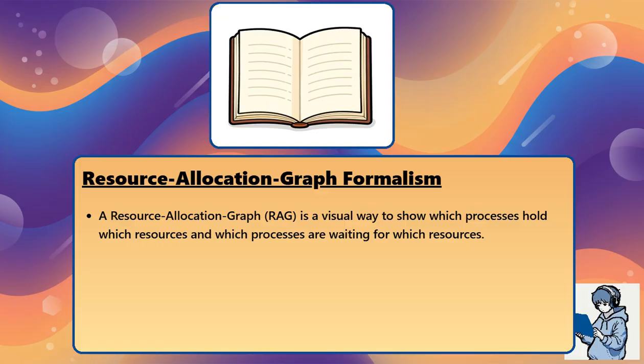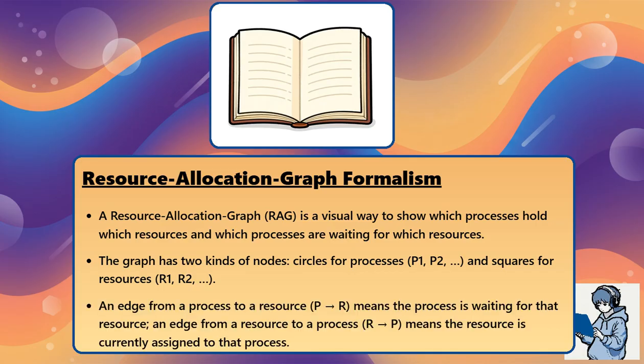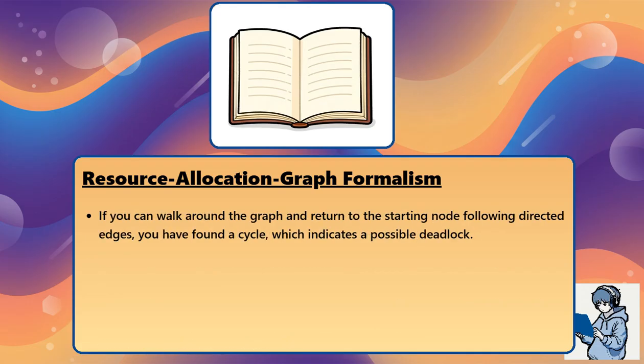A resource allocation graph is a visual way to show which processes hold which resources and which processes are waiting for which resources. The graph has 2 kinds of nodes: circles for processes P1, P2, and so on, and squares for resources R1, R2, and so on. An edge from a process to a resource, P to R, means the process is waiting for that resource. An edge from a resource to a process, R to P, means the resource is currently assigned to that process. If you can walk around the graph and return to the starting node following directed edges, you have found a cycle, which indicates a possible deadlock.